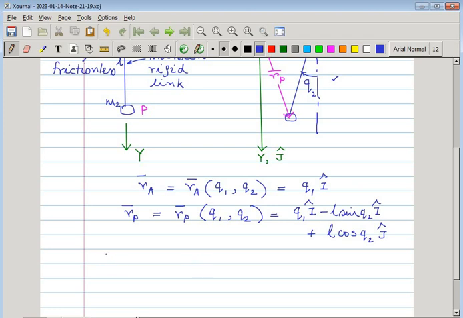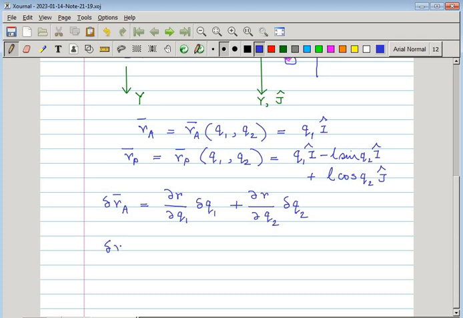So now the change in RA due to this change in Q1 and Q2 should be del RA del Q1 del Q1 plus del RA del Q2 del Q2, and del RP is equal to del RP del Q1 del Q1 plus del RP del Q2 del Q2.